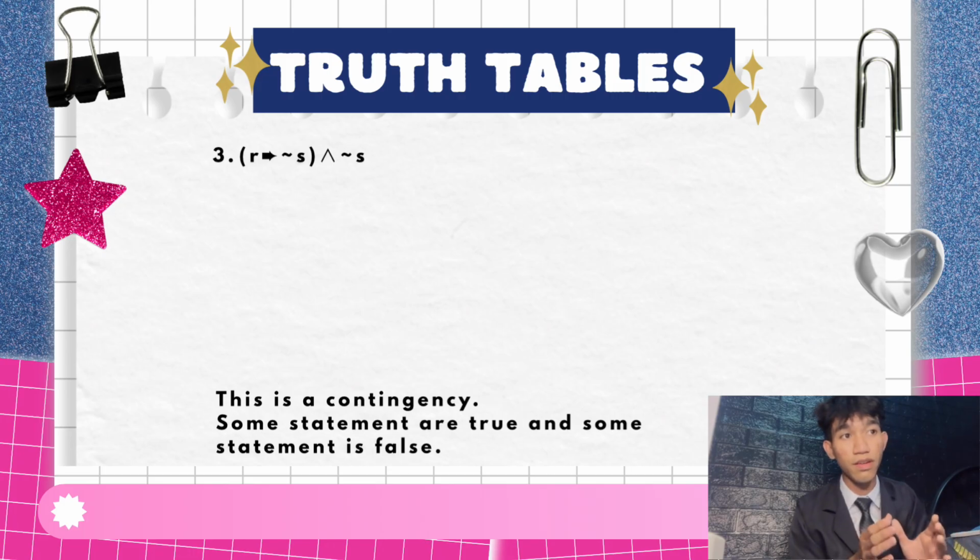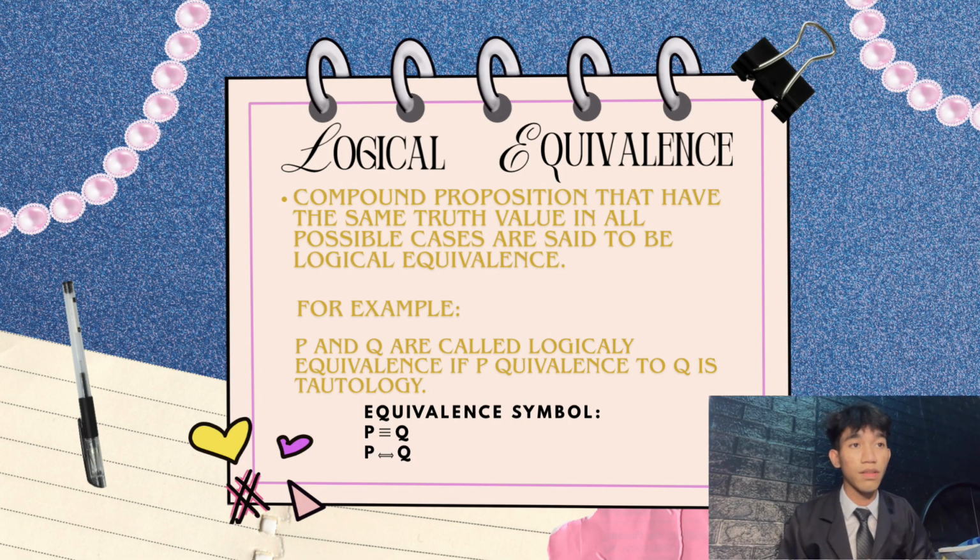Here you can see there are false and true values, not all false and not all true. So this is a contingency. Some statements are true and some are false. So, logical equivalence: logically equivalent compound propositions are those that have the same truth value in all possible cases. For example, P and Q are logically equivalent if P equivalent to Q is a tautology, where the truth value for both of them is all true, they have the same truth value. So we call them logically equivalent.